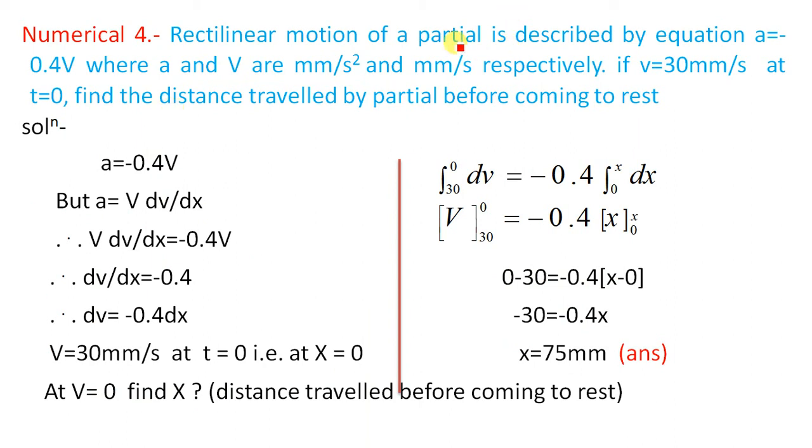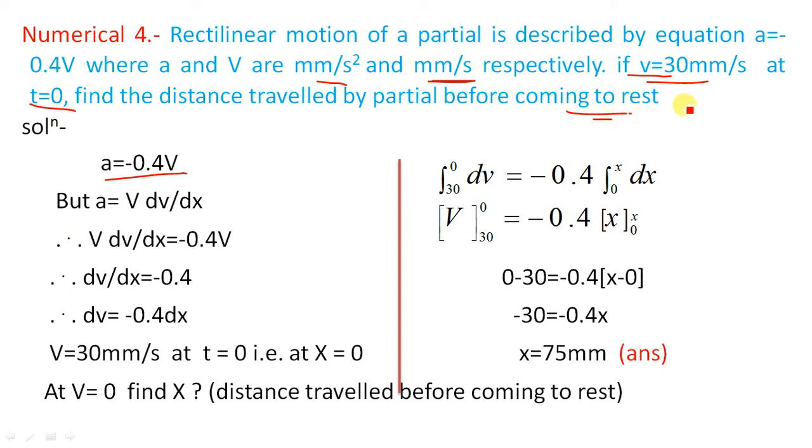Next problem. Rectilinear motion of a particle is described by the equation A is equal to minus 0.4 v. This is given, where A and v are in mm per second square and mm per second respectively. If v is equal to 30 mm per second at t is equal to 0, one condition is given. Find the distance traveled by the particle before coming to rest.